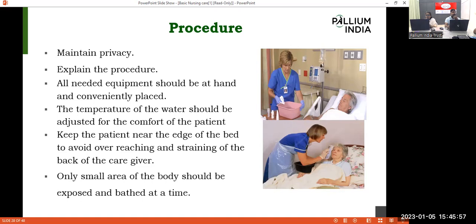Then keep the patient near the edge of the bed, so that the caregiver, whether staff or family caregiver, does not need that much bending of the back while doing the care. So we need to keep the patient maximally near the edge of the bed. Then only a small area of the body should be exposed at a time for giving the bed bath. At one time, only the needed part needs to be exposed.